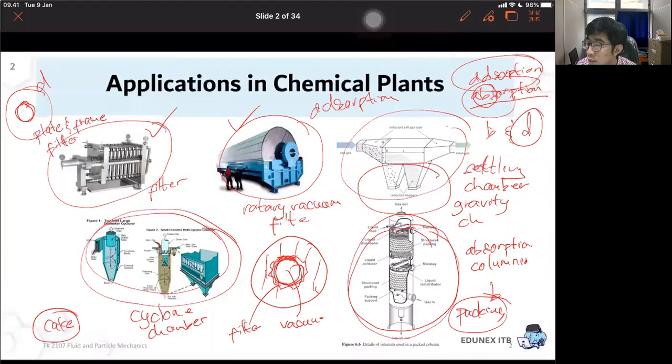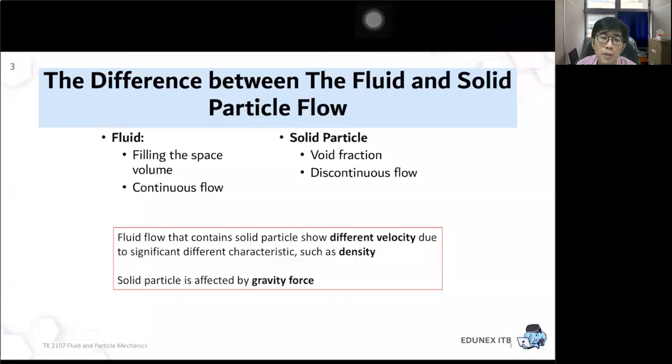Today I will give the explanation related to the concept first about the solid fluid flow. So basically, when there are solids in the fluid flow, there will be some differences between fluid and solid particle flow.